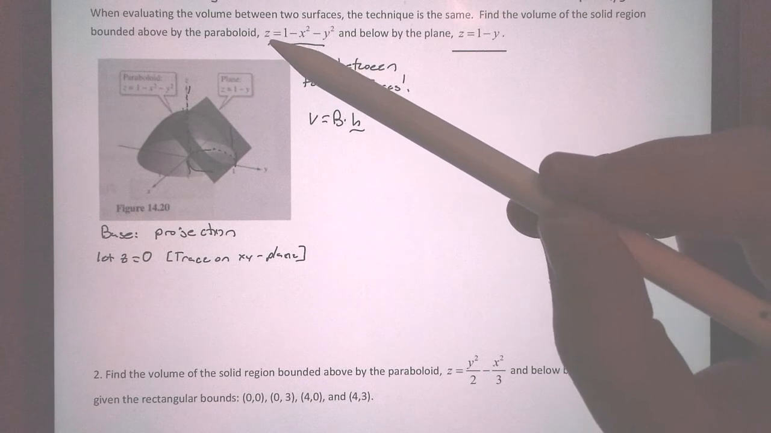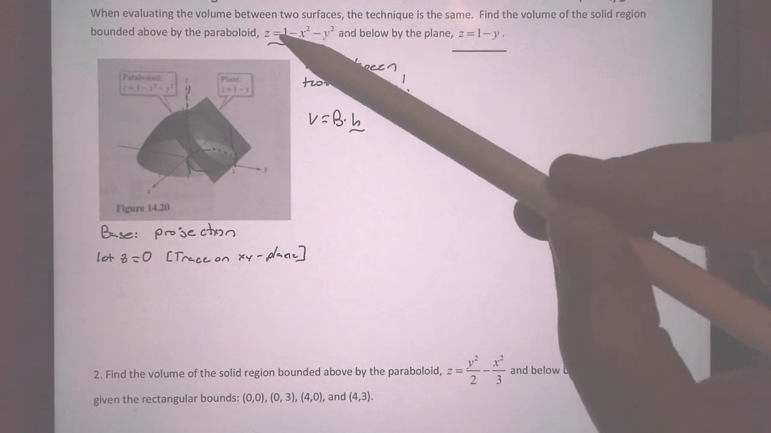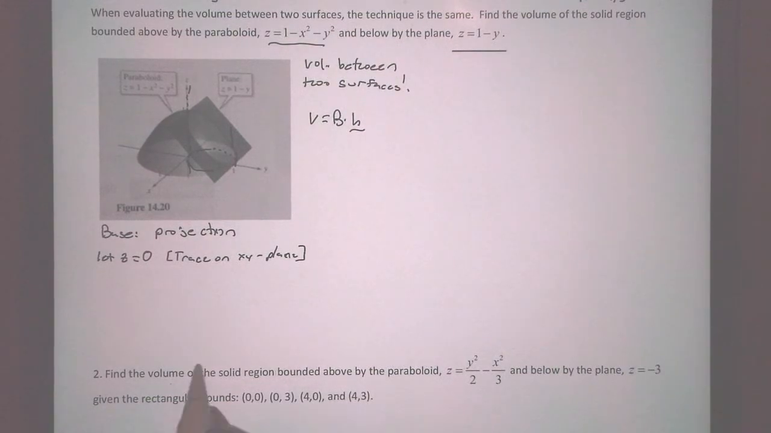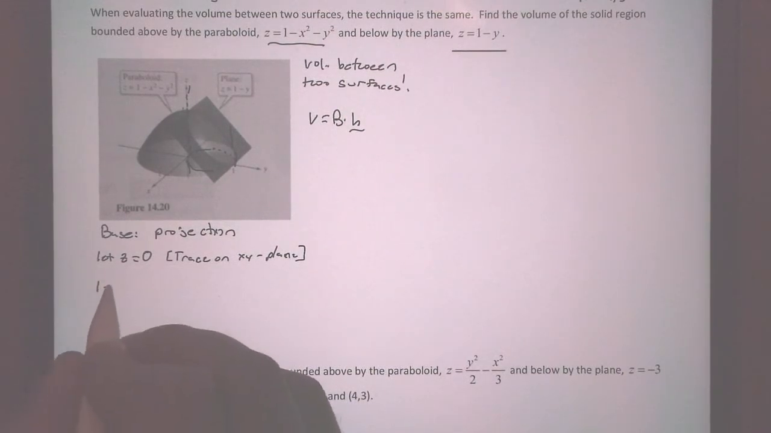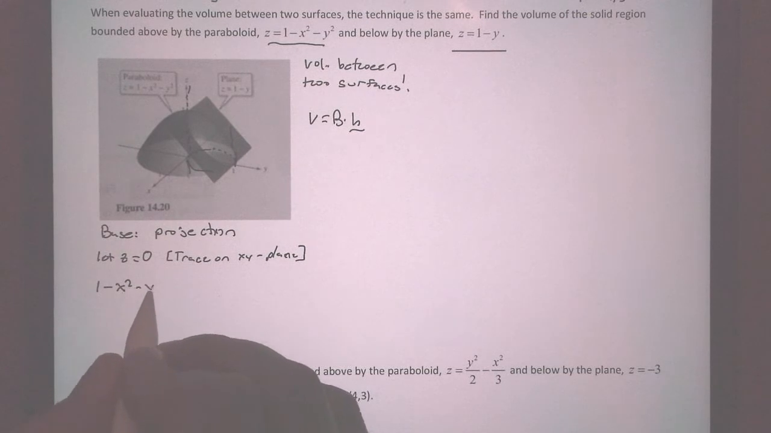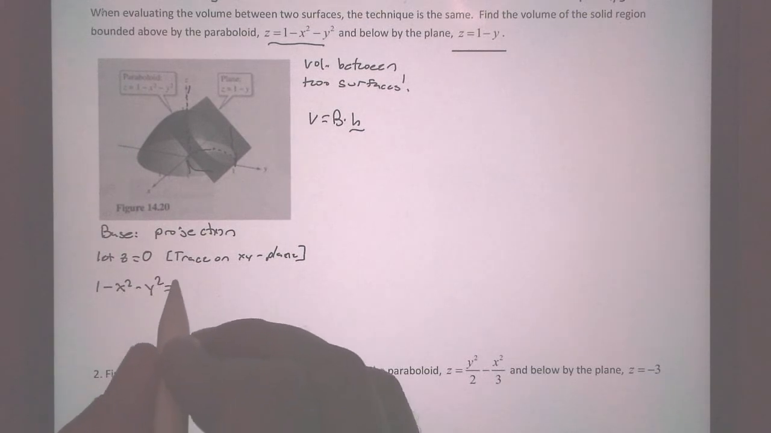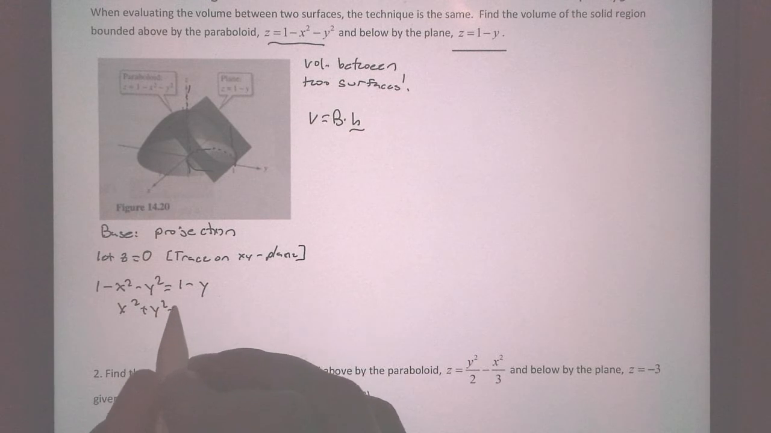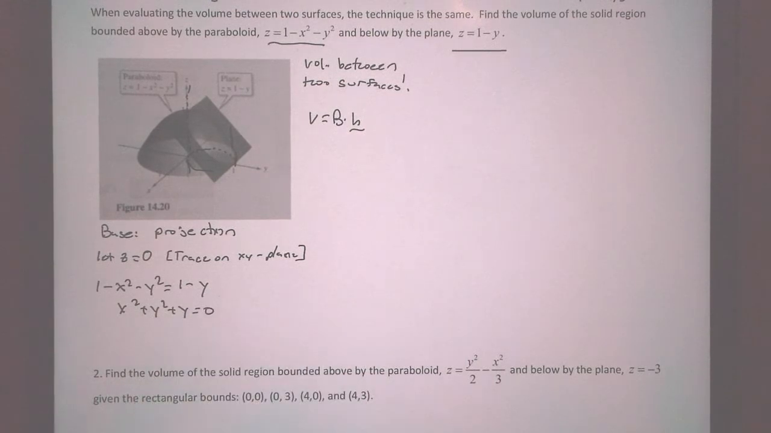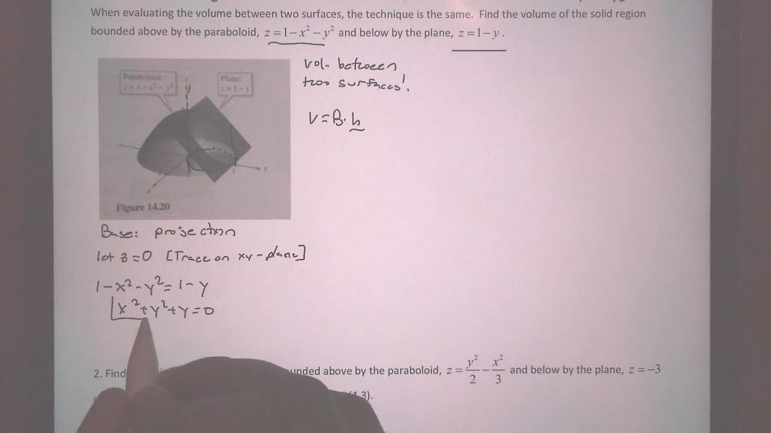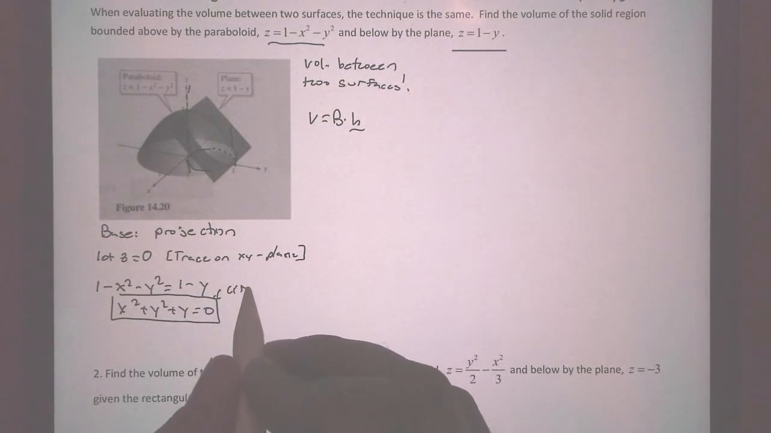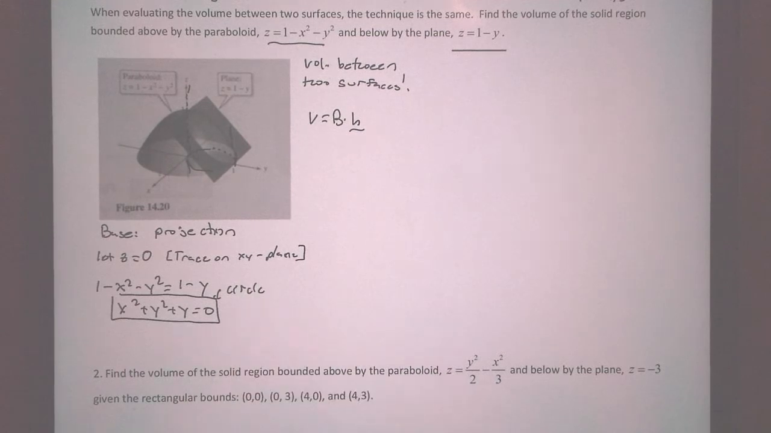If we let both z's equal 0, then we know that these two functions could also be equal to each other, so that the paraboloid could equal the plane. So we can say 1 minus x squared minus y squared equals 1 minus y. Solving this, we would get x squared plus y squared plus y equal to 0. And you might recall what shape this is. This is a circle on the xy plane.